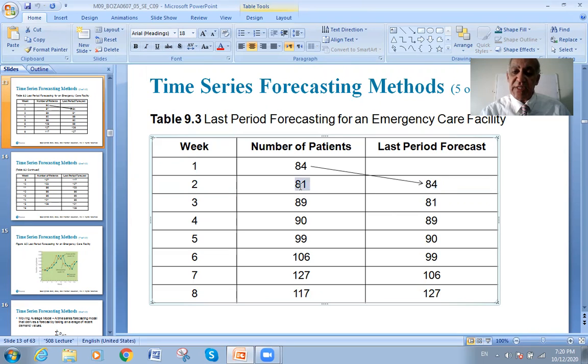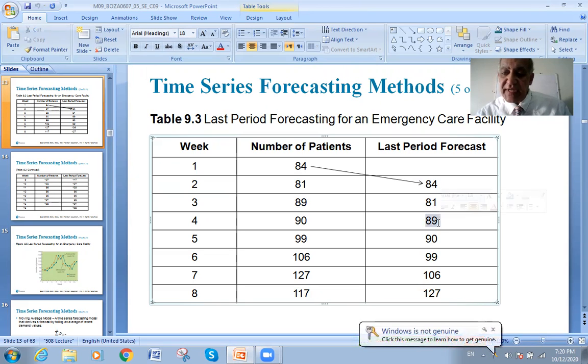The next week is 81, then it will be the start of the third week. We will move it. So if we did 84, it will go to the next week to be the start of the next week. 81. Okay, 89 here, the end of the third week is 89. Then you expect that the start of the fourth week will be 89. How about this 90? Look at this, 90 came here, the same thing. 99, 99, 106, 106, 127, 127.